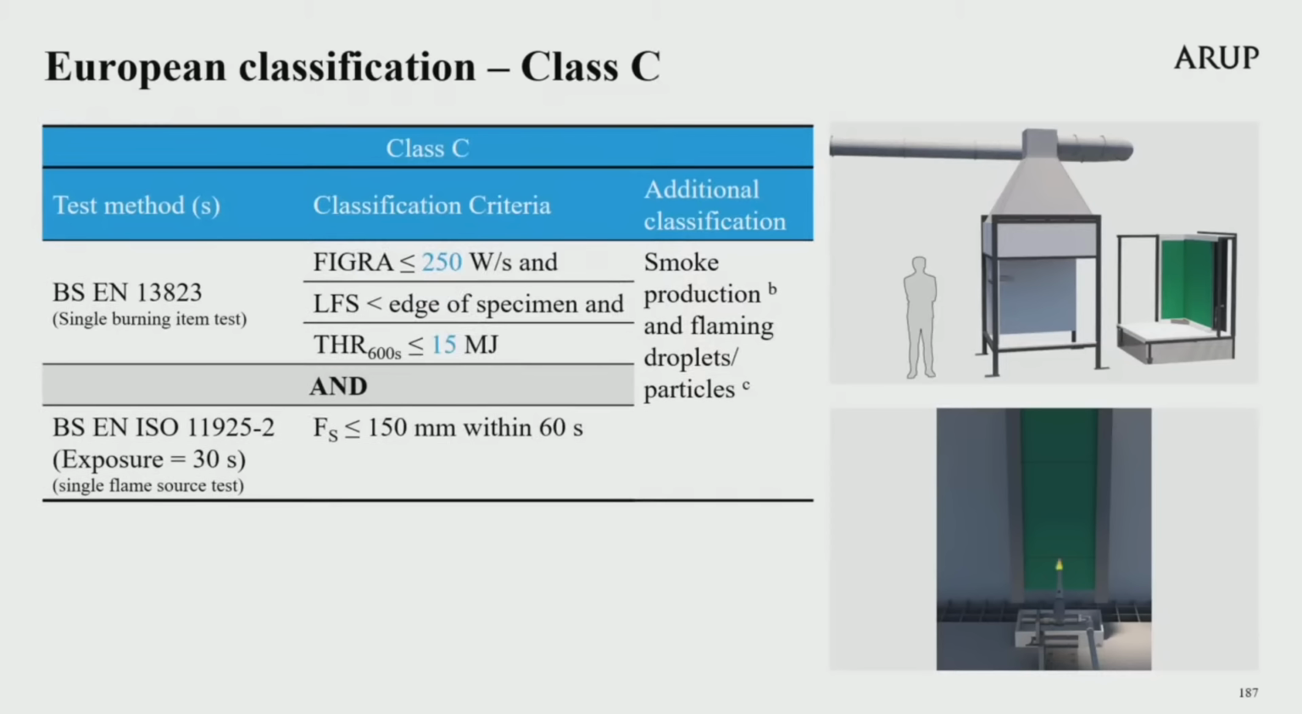As we move down to a Class C material, you'll notice the testing combination required doesn't change, but as I've highlighted in blue, the fire index growth rate may now go up to 250 watts per second, and the total heat release in the first 600 seconds has increased to 15 megajoules, and this is Class C.